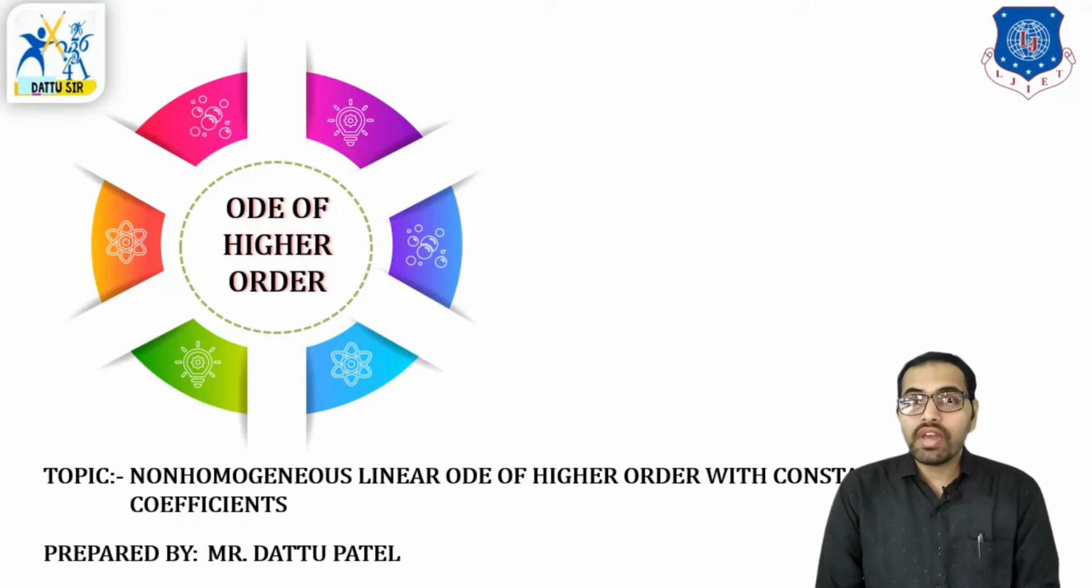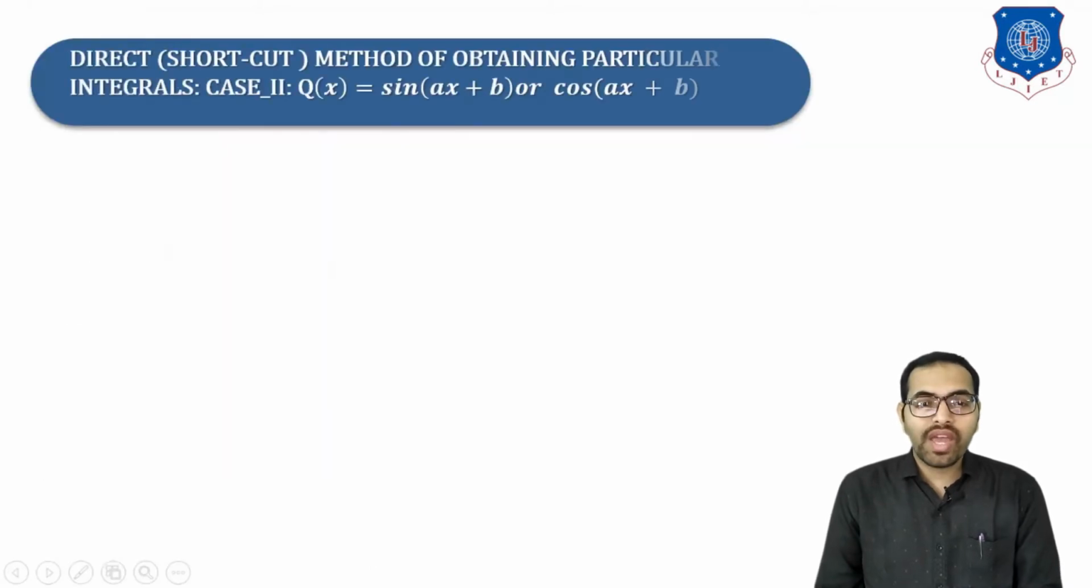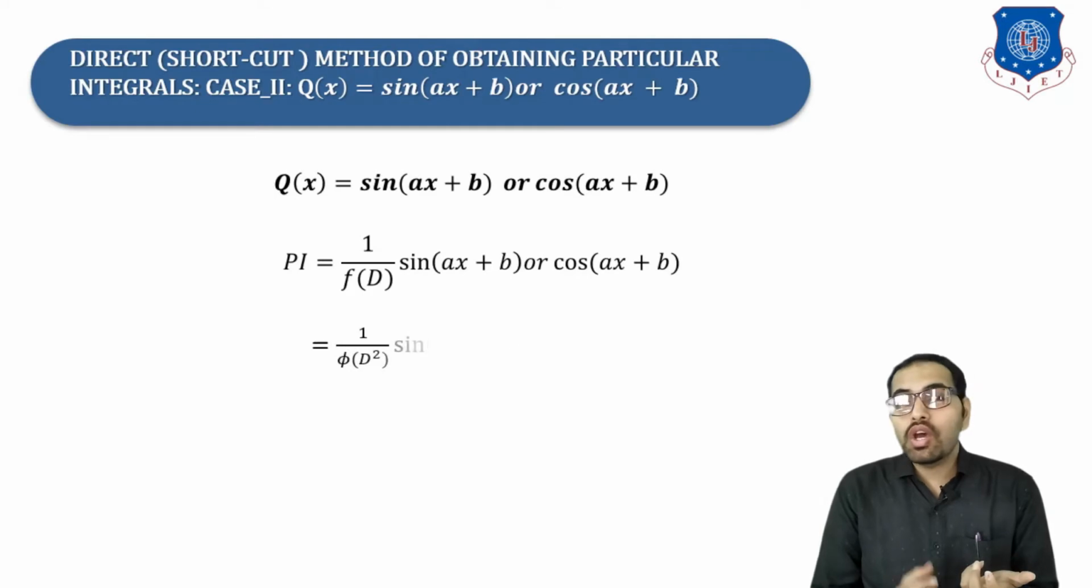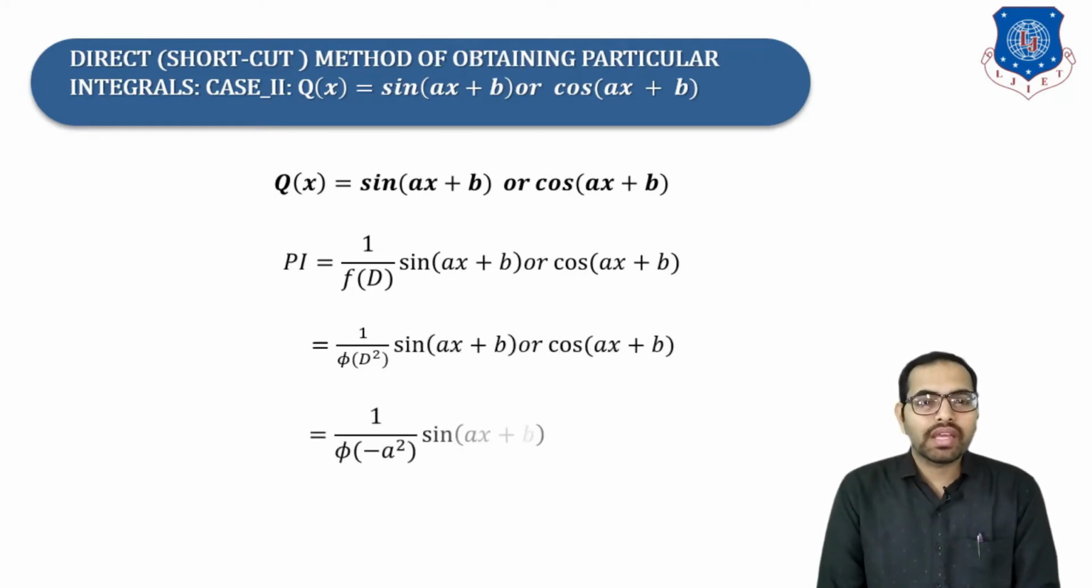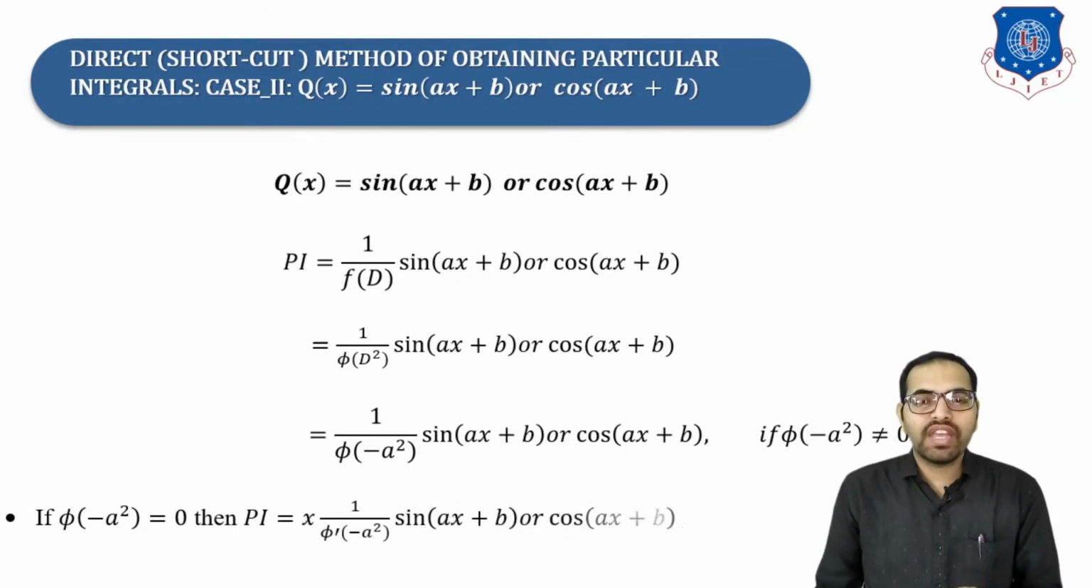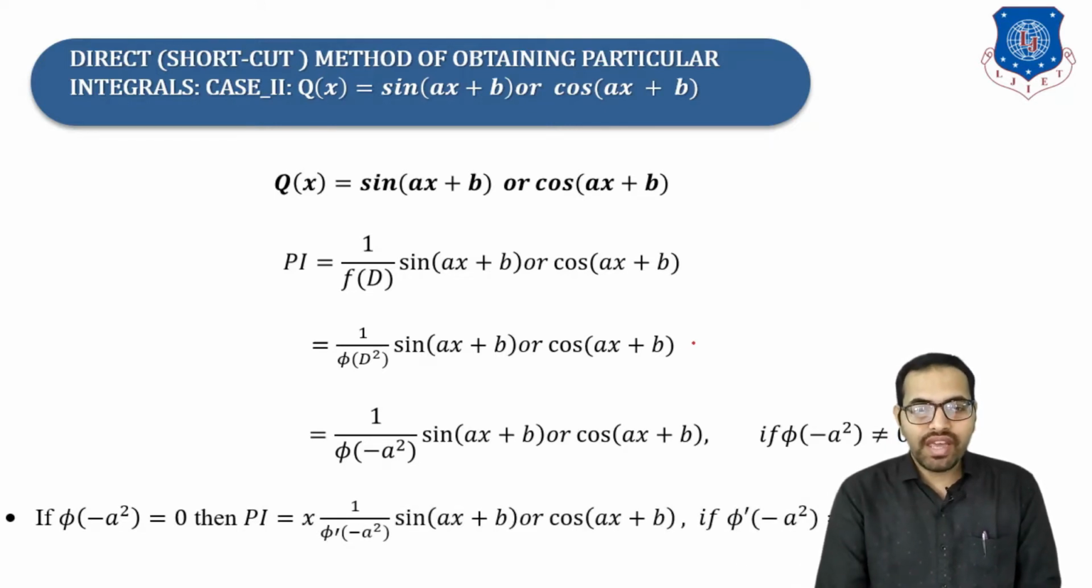Last session we already discussed finding the particular integral by the shortcut or direct method. We have a total of 5 cases. Last session we discussed case 1. Today's session we are going to discuss case 2, when Q of x is in terms of sin(ax+b) or cos(ax+b). Then yp equals 1 upon f of D times sin(ax+b) or cos(ax+b).